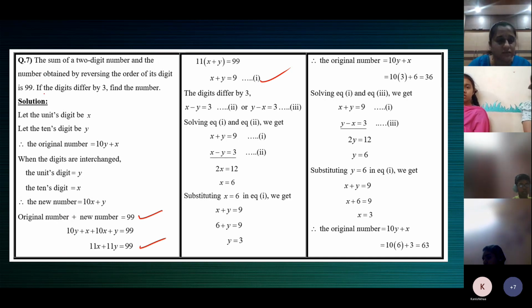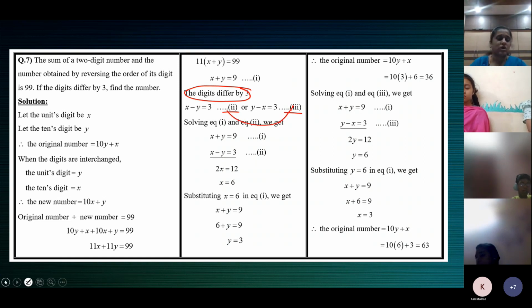Then the second information is the digits differ by 3. So digits differ by 3 can be x minus y is equal to 3 or y minus x is equal to 3. We know that these two equations are obtained from the same information. So we should not solve equations 2 and 3. Solve 1 and 2, and 1 and 3. Don't solve 2 and 3.